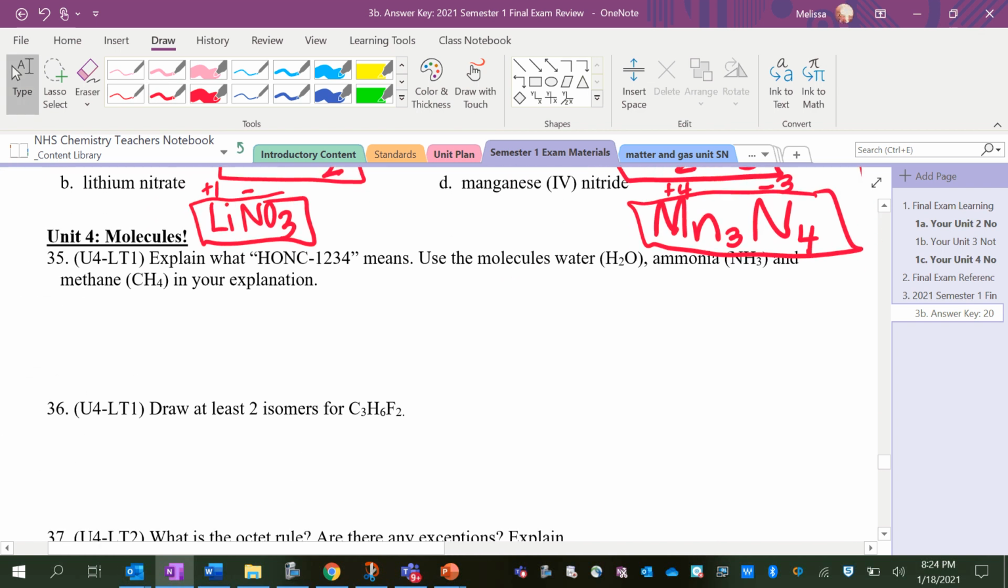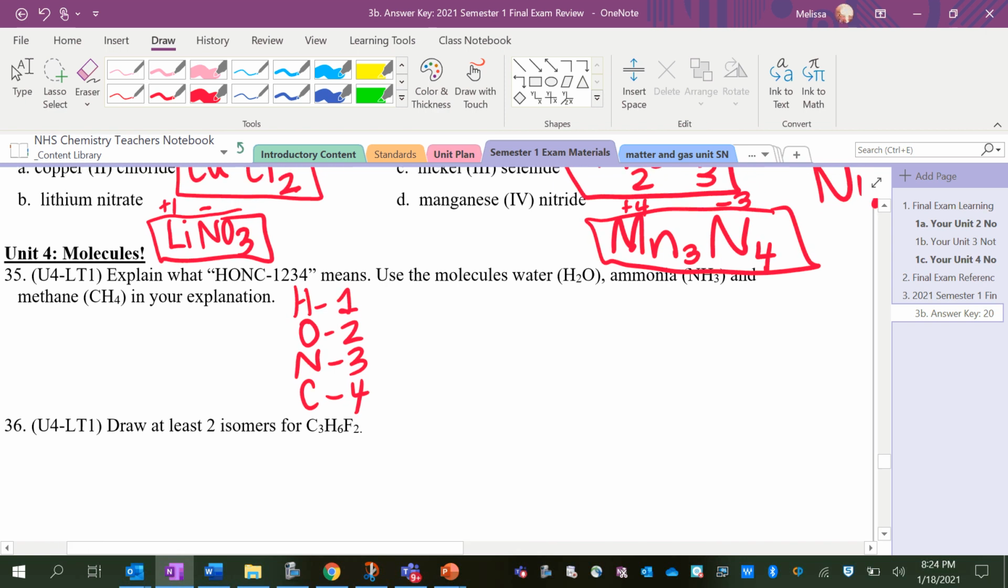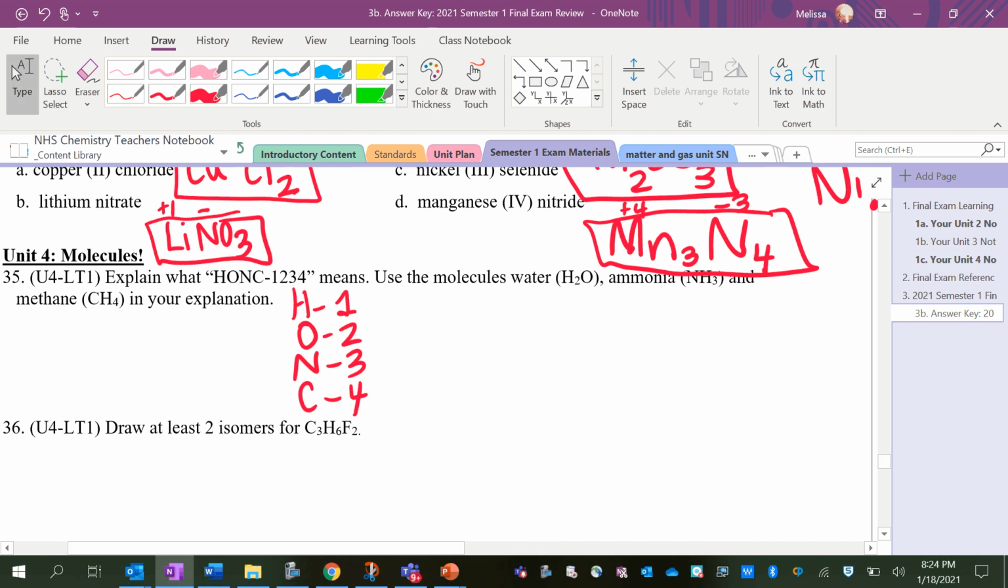Then we're in our most recent unit. Yay, we're in the home stretch. Explain what HONC 1, 2, 3, 4 means. It means hydrogen atoms form 1 bond, oxygen atoms form 2 bonds, nitrogen atoms form 3 bonds, and carbon atoms form 4 bonds. Use the molecules H2O, ammonia, and methane in your explanation.